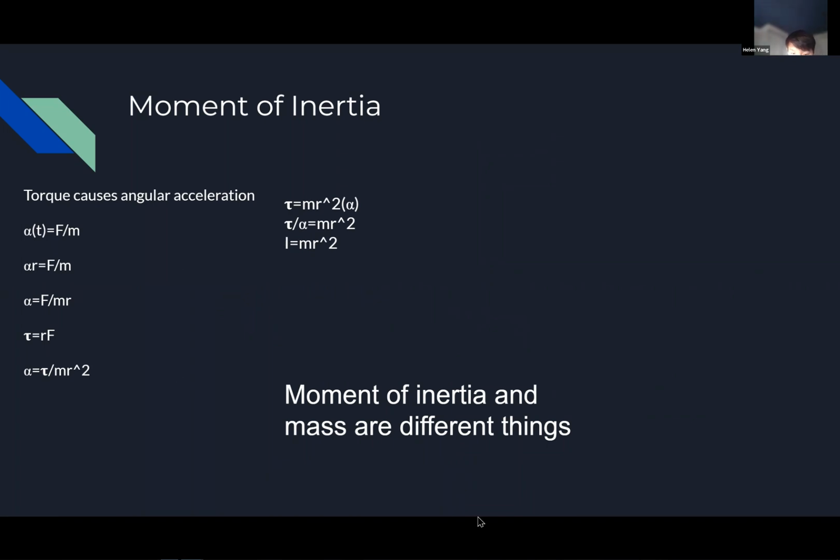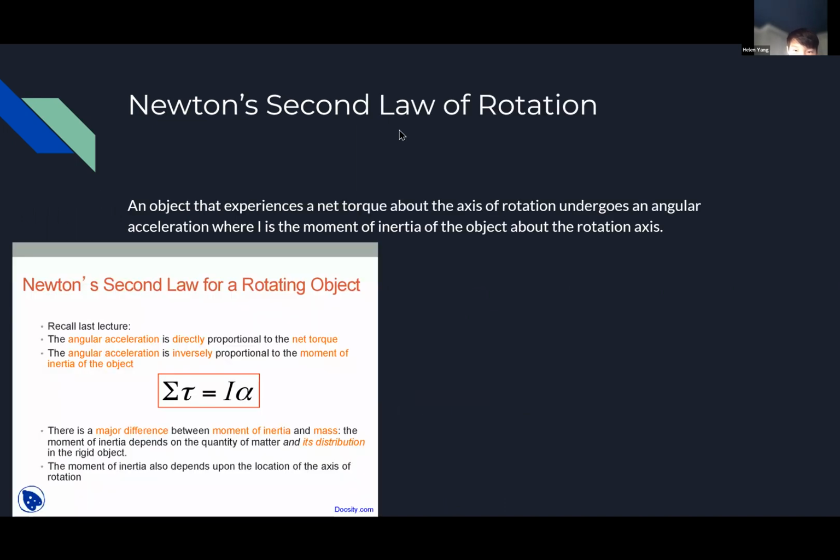Also, moment of inertia and mass are different things. So this is Newton's second law of rotation. An object that experiences a torque about the axis of rotation undergoes an angular acceleration for I, the moment of inertia of the object. I is the moment of inertia of the object about the rotation axis.